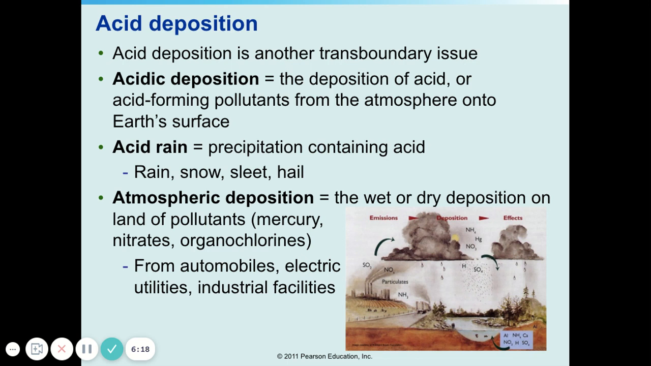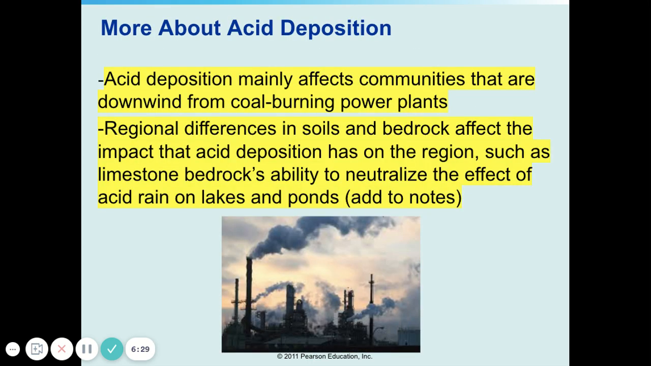Acid deposition is a term that includes acid rain, but it's more broad than that. It can also include acid snow, hail, or sleet, and it could also be dry deposition. Add this important info to your notes about where acid deposition takes place. Downwind from coal burning power plants, and then also, depending on where you live and the bedrock in your area, can actually help to neutralize acid rain effects.